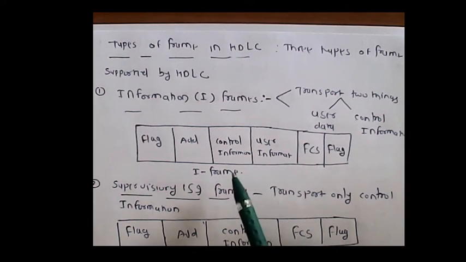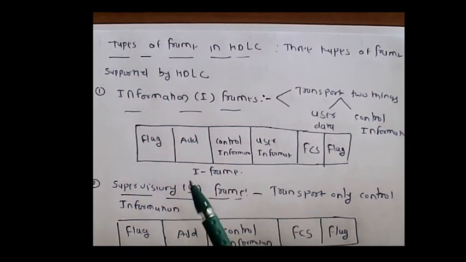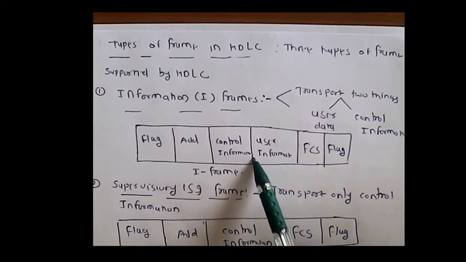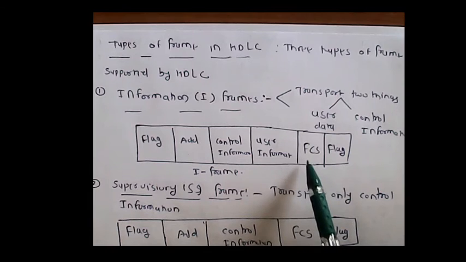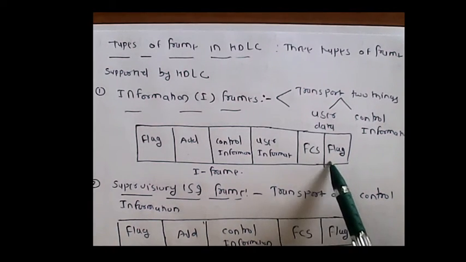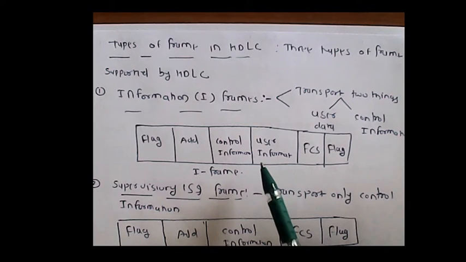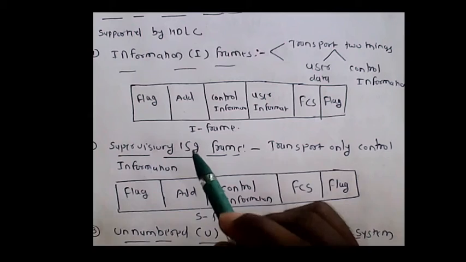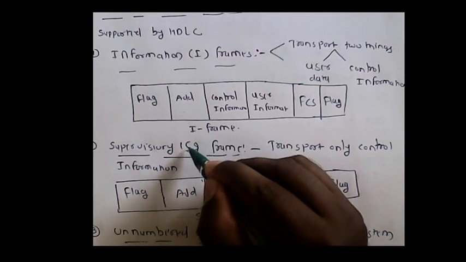The structure of this I frame consists of 6 fields: flag, address, control, user information, FCS. We can see what is meant by FCS in detail. Then flag. This is the structure of the I frame. Then we see the second one, the S frame.